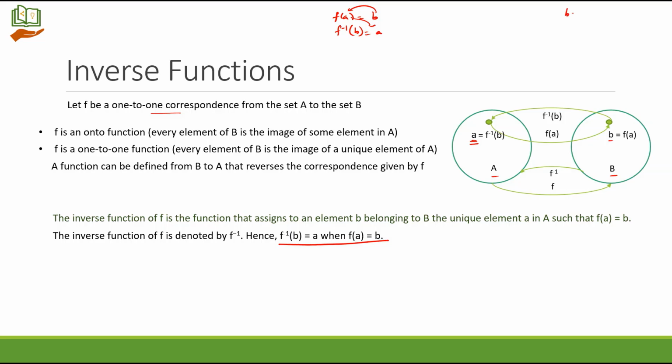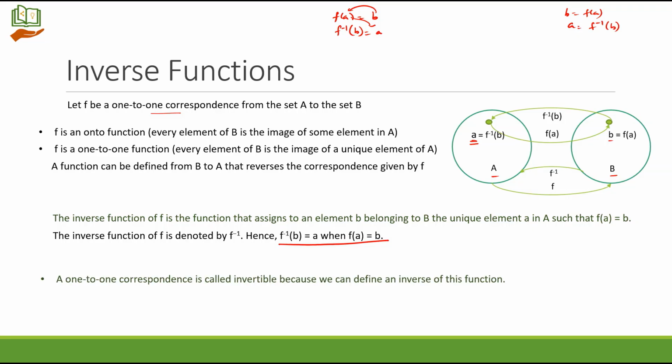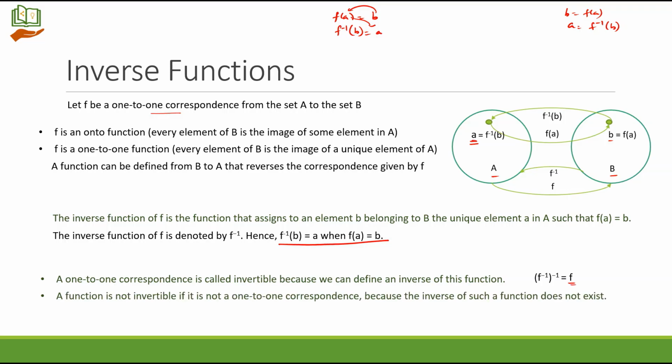So, if B is denoted by f of A, then A can be denoted by f inverse of B in case of inverse function. A one-to-one correspondence is called invertible because we can define an inverse of this function. What is the inverse of an inverse function? That will be equal to the original function.